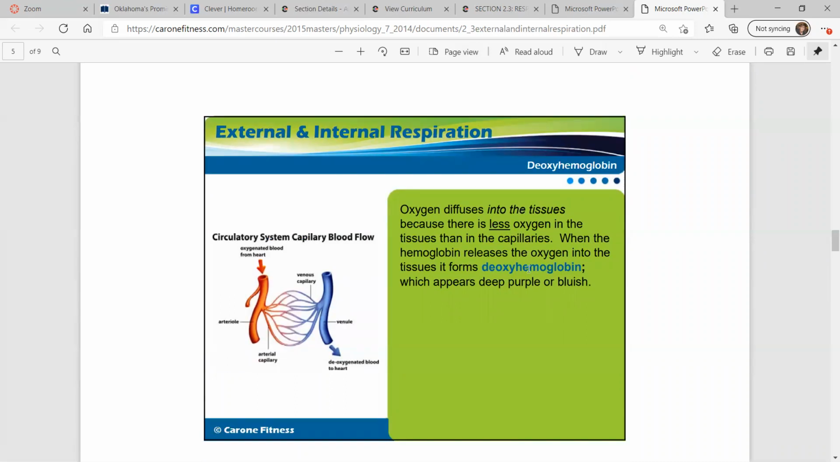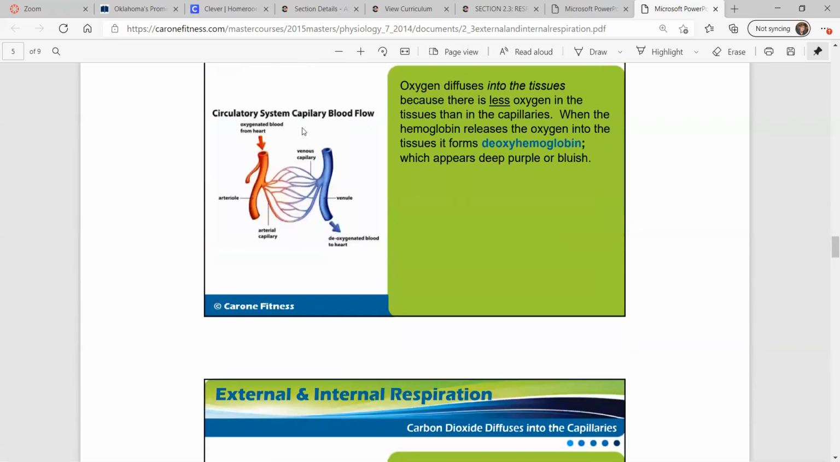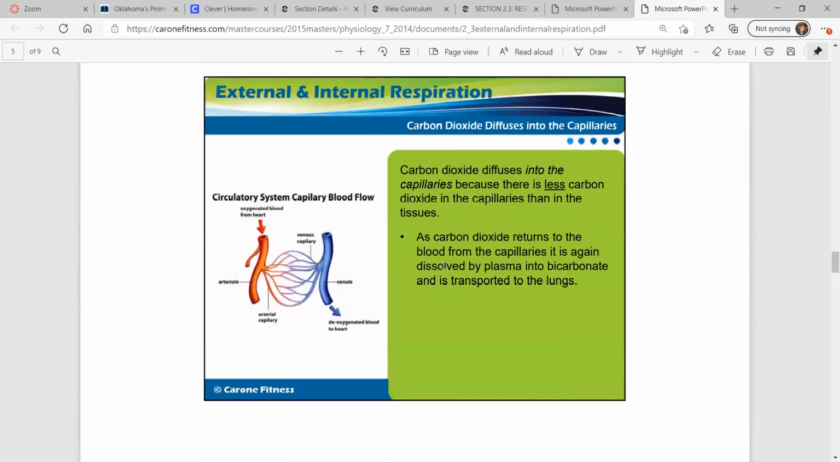When the hemoglobin releases the oxygen into the tissues, it forms deoxyhemoglobin. So once it gains oxygen, we call it oxyhemoglobin. And once it releases the oxygen, it's called deoxyhemoglobin. And that appears deep purple or bluish. So we have oxygenated red blood, and then deoxygenated blood is a darker color.